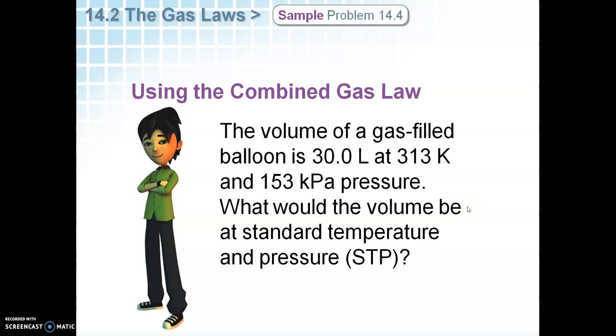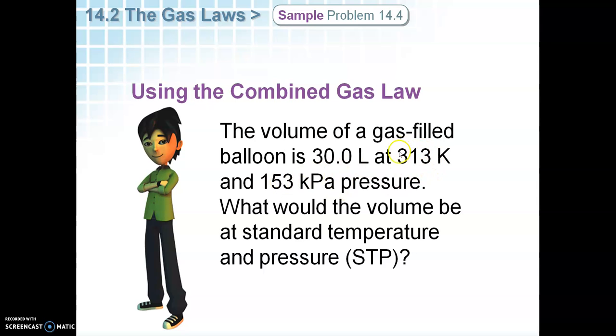So let's look at some sample problems here. This is a very typical kind of problem you would do with the combined gas law. We have a volume of 30 liters. That's your V1. And then they give us a temperature and a pressure that goes with that volume. So that's T1 and P1.